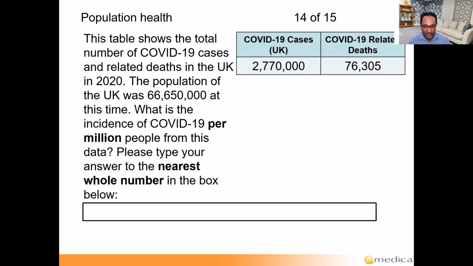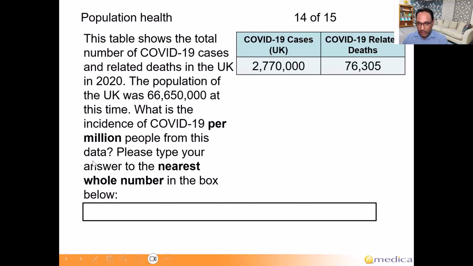Now here, there's a bit of technique, because they've asked you to type it to the nearest whole number. But they've also asked you for the incidence per million, and that's because that's what the World Health Organization asked all countries to report their incidence in, so that we could standardize and compare.